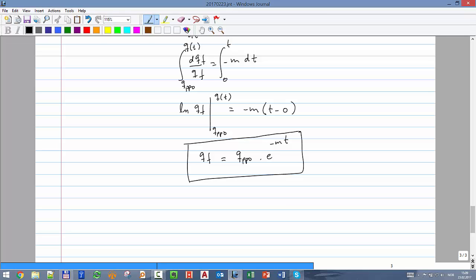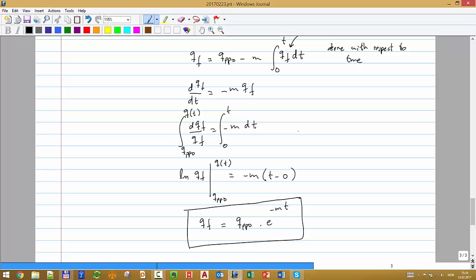Sorry, what is QPPO? QPPO is the rate, that's the production potential at time equals 0, or that means at reservoir pressure equal to the initial reservoir pressure.